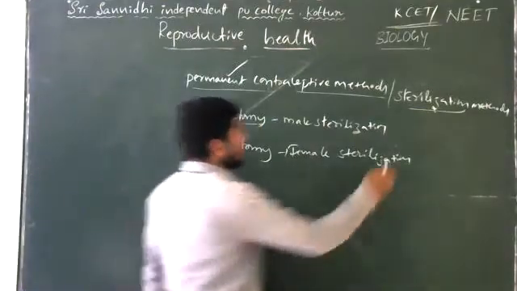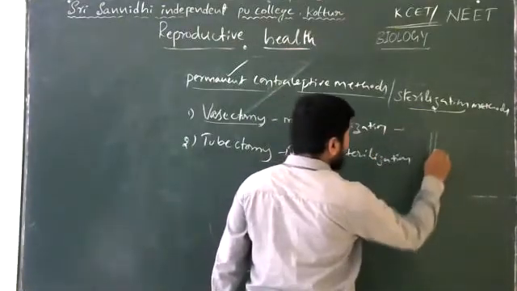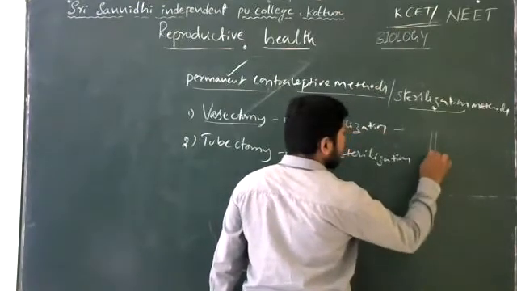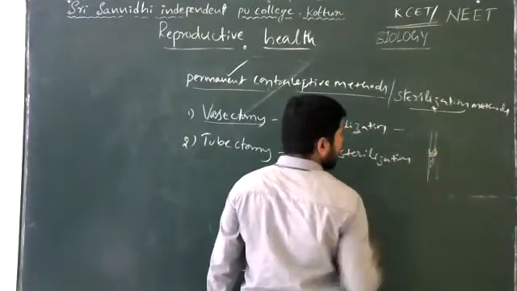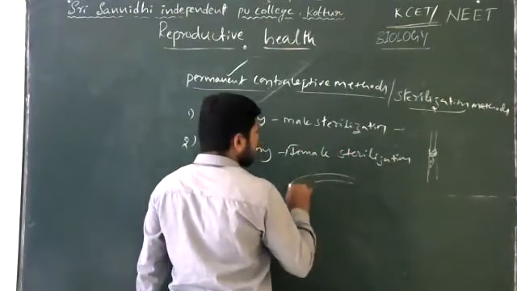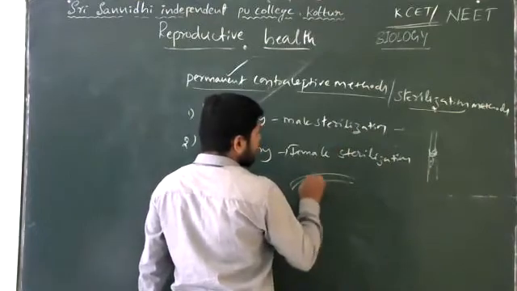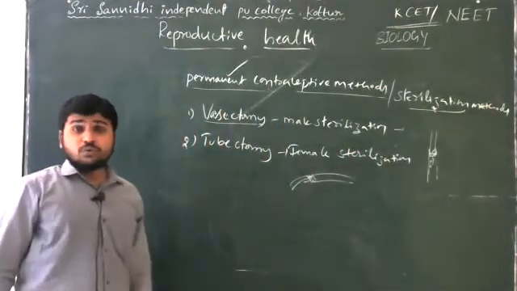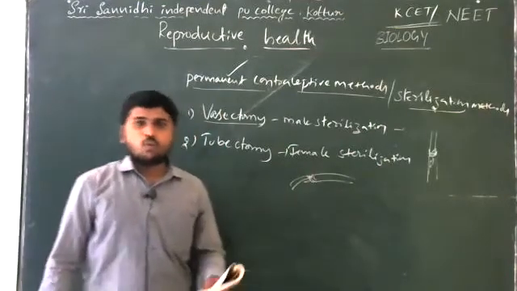In case of vasectomy, a small portion of the vas deferens will be cut and retied. In tubectomy, a small portion of the fallopian tube is cut and retied. So this provides foolproof for what?